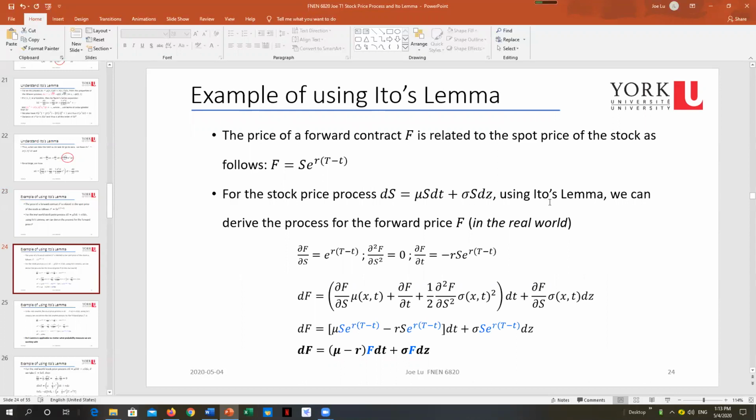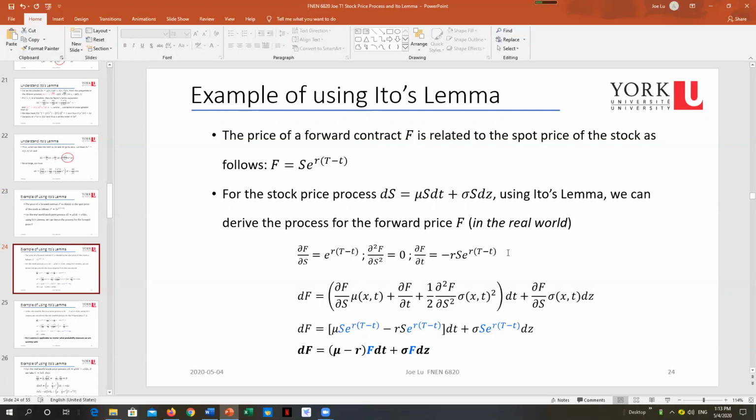All you need to do is take a few partial derivatives. The first partial derivative with respect to S gives dF/dS equal to e to the power of r times bracket T minus t. Since this is not a function of S, if you take the second partial derivative, we get 0. And dF/dt gives you this particular form here, minus r times S e to the power of r times bracket T minus t.